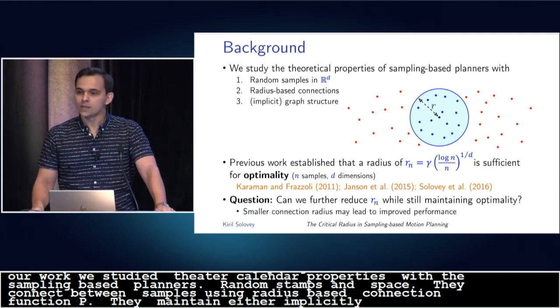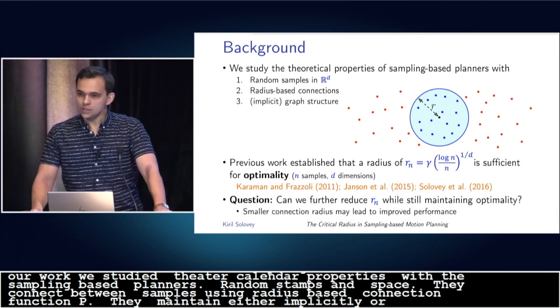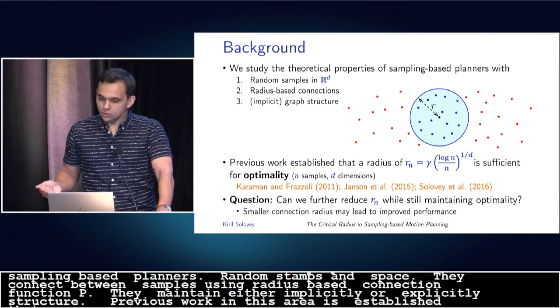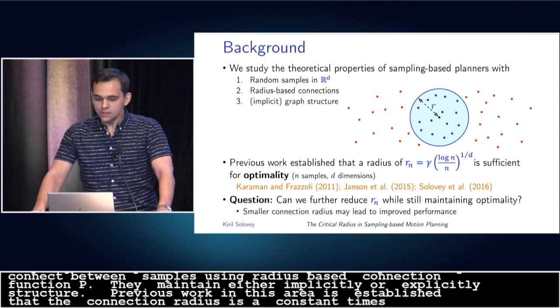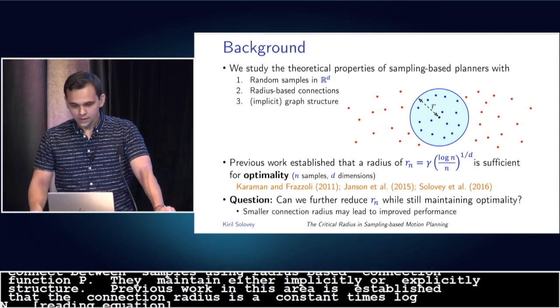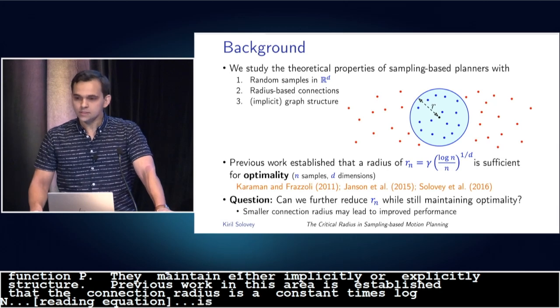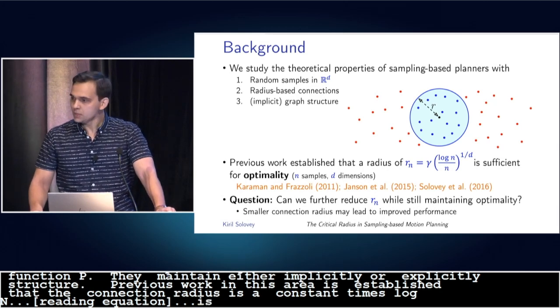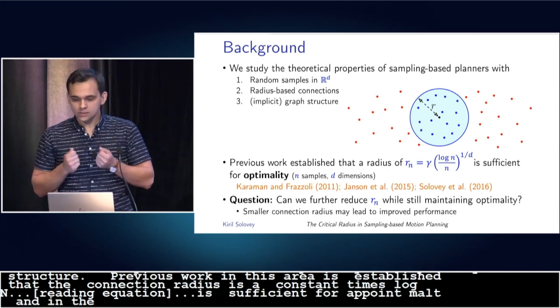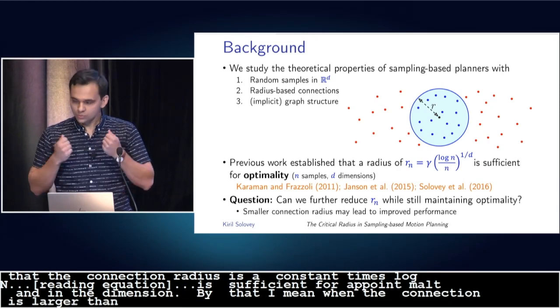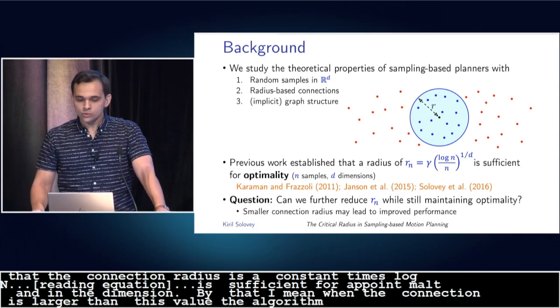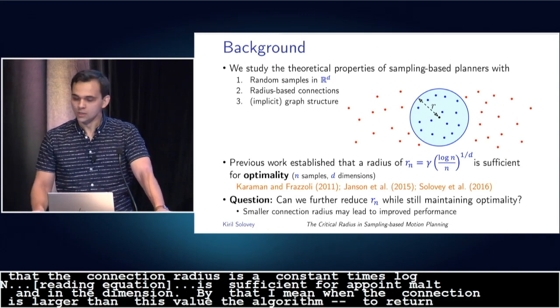Previous work in this area has established that a connection radius of the following form, which is a constant times (log n divided by n) to the power of 1 divided by d, is sufficient for optimality, where n is the number of samples and d is the dimension. By that I mean that when the connection radius is larger than this value, the algorithm is guaranteed to return a solution whose cost converges to the optimal value.